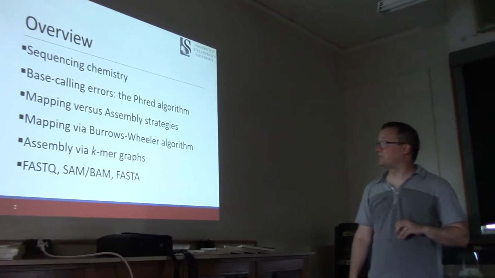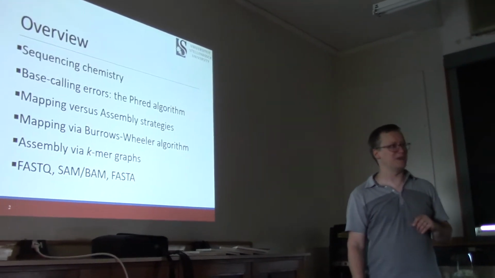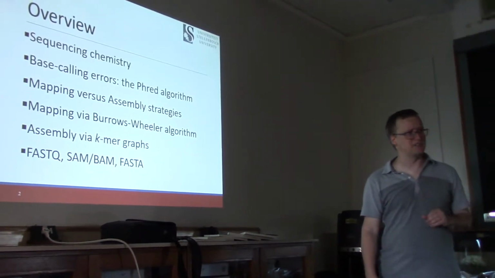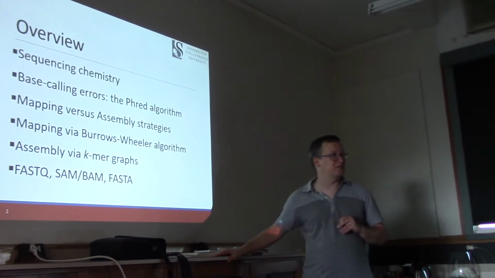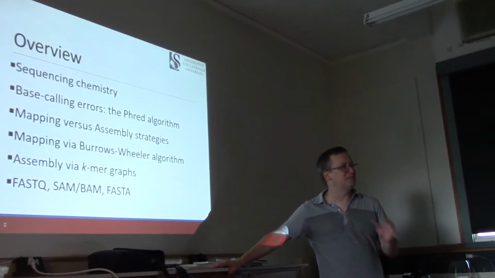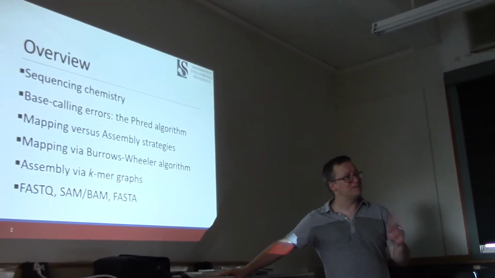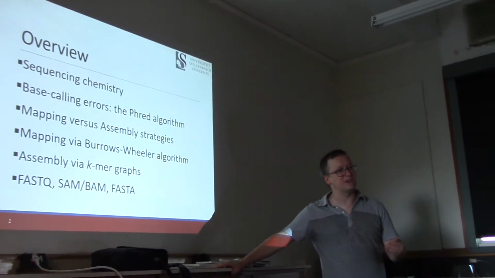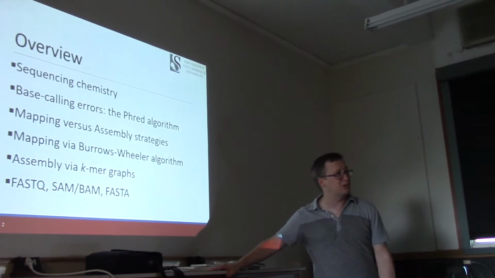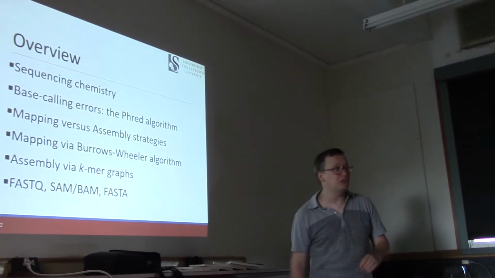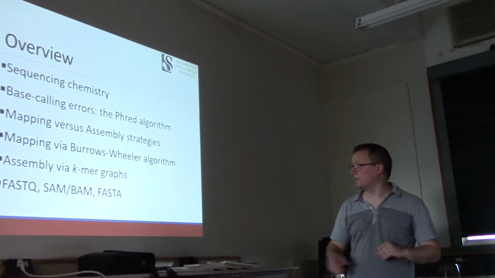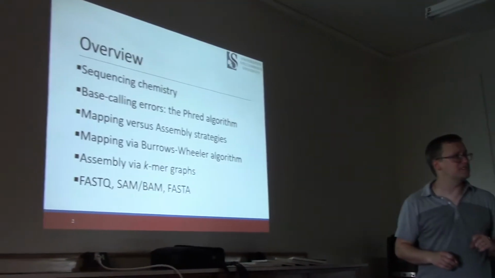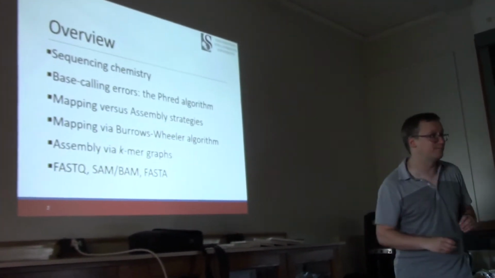And we'll talk about the Burrows-Wheeler algorithm and suffix arrays, kind of a complex topic, but one that's important to think about. And then we'll talk about assembly, which is in some ways a mind-blowingly difficult thing, but which is in fact something that we're capable of processing on a desktop computer. Along the way, we'll talk about a few file formats that are rather important that everyone should be familiar with. Those will be FASTQ, SAM and BAM, and FASTA.